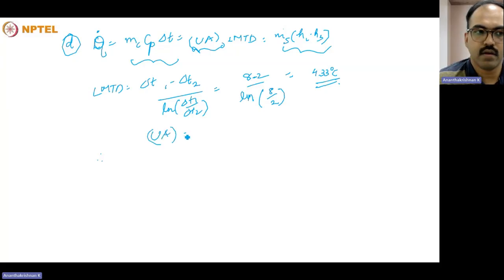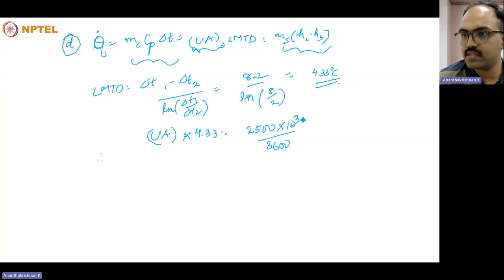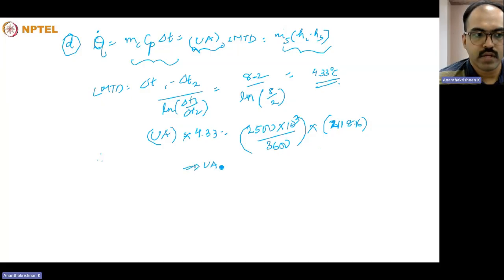Then we can get UA into LMTD 4.33, taking the steam side. We know 2500 ton per hour is the flow rate of the steam. We multiply it by the enthalpy change encountered by the steam in the condenser when it exchanges heat with the cooling water from point 2 to 3. That is basically the enthalpy of vaporization at 40 degrees Celsius. And from this, you can get the UA.